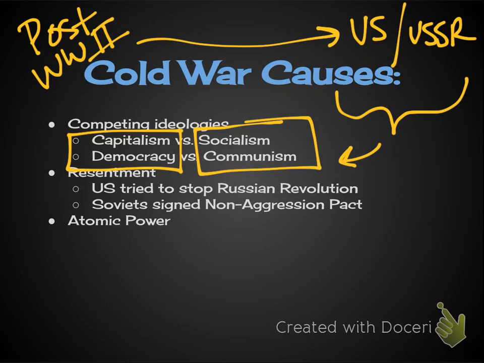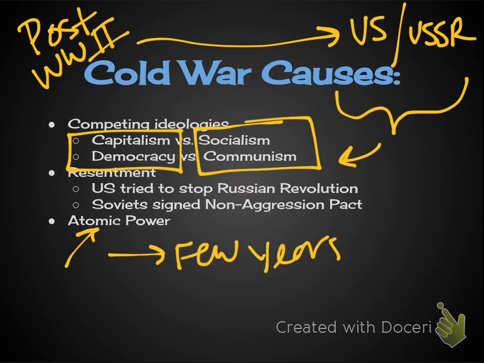We also know there's resentment between these two countries. Once again, we know that the Soviet Union made this non-aggression pact with Germany, and then that didn't work out so well, and they still got attacked by Germany, so they switched and rejoined on the other side during the war. But we also know that the United States tried to get involved with the Russian Revolution and didn't want them to go communist. So they are not friends here, and you want to make sure you know that. We also know that the United States initially has the atomic bomb first, but the Soviets will get it a few years later, and so you know that.